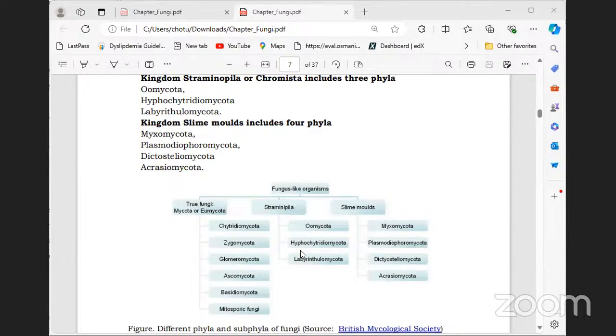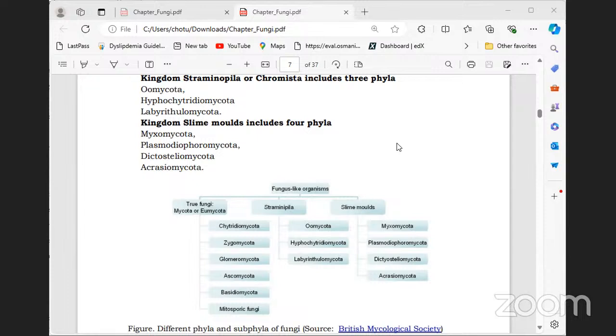Fungus-like organisms. The fungi are the Mycota or Eumycota, and Mycota is the main important one. The second one is the Straminipila, and the third one is the slime molds. These are the divisions. And what is the Mycota? Eumycota is there.